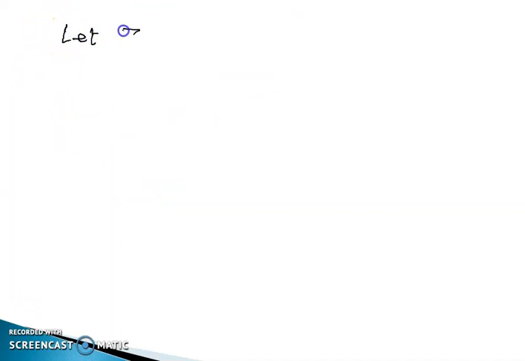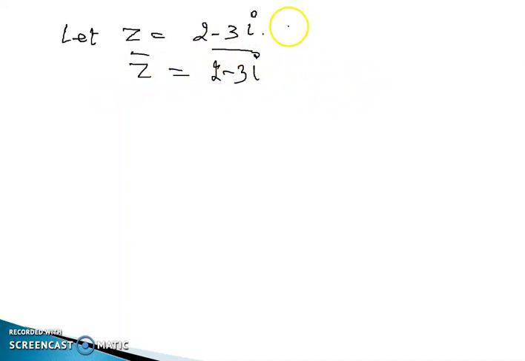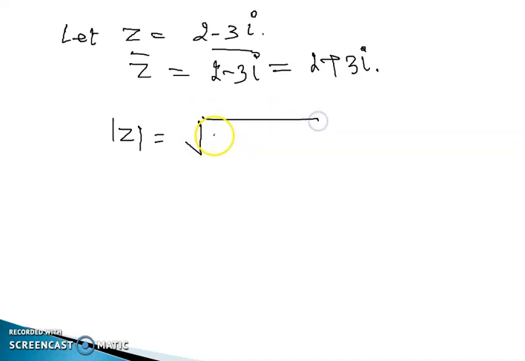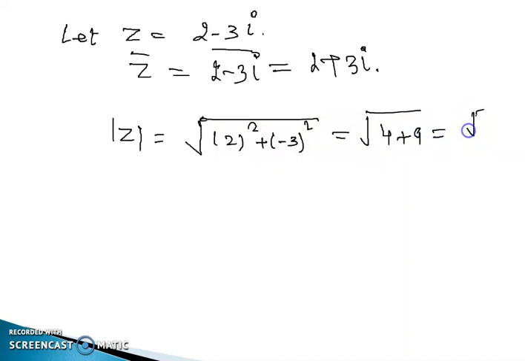So let z be equal to 2 minus 3 iota. Then z conjugate is equal to its conjugate, that means change iota to minus iota. It will be 2 plus 3 iota. Now z modulus is equal to root of 2 square plus minus 3 square, which is the square root of 4 plus 9, it is root 13. And squaring both sides, it will be 13.